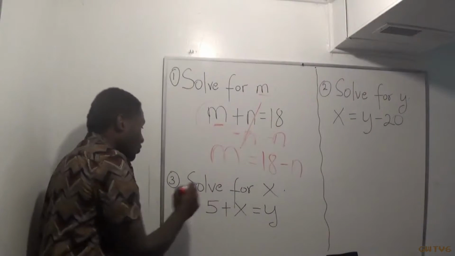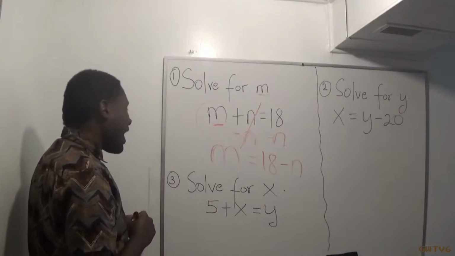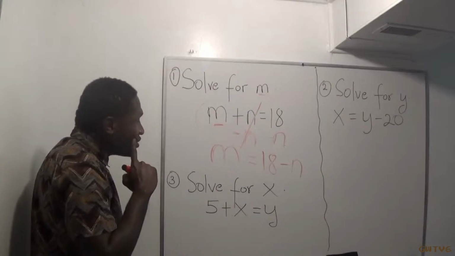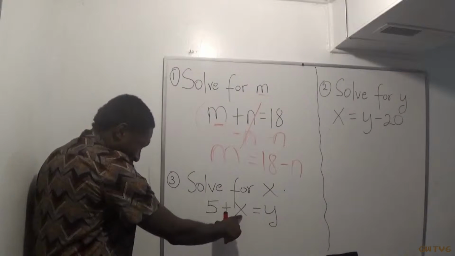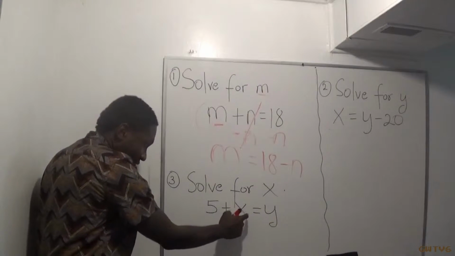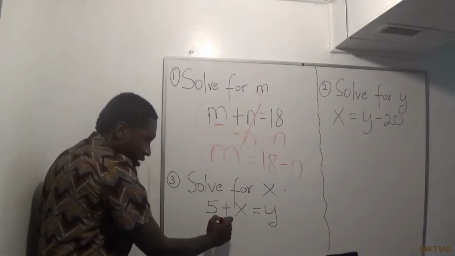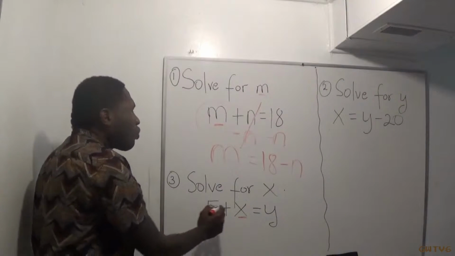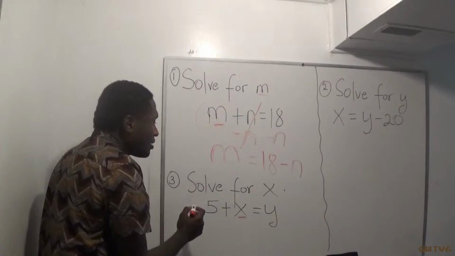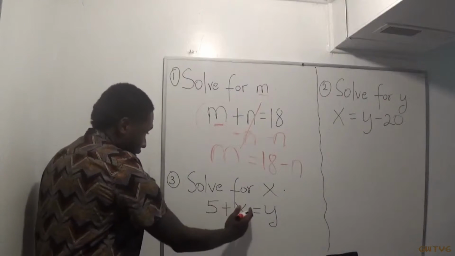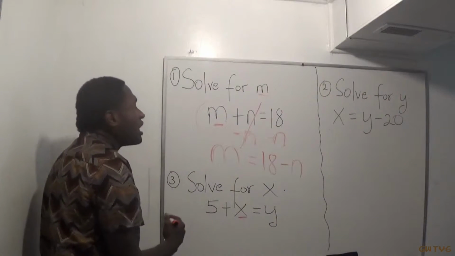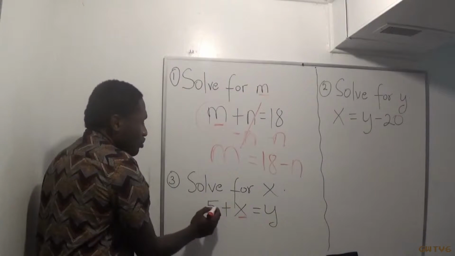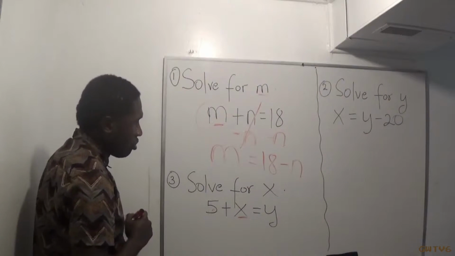Alright, so what about this one right here? I'm solving for x. So my eye should be looking at the variable x. So x, I'm solving for you, okay? So I want to have the x by itself. So that means whatever is close to this x, on this side of the equal sign, I have to get rid of it. So positive 5 is close to this x, so it has to go.